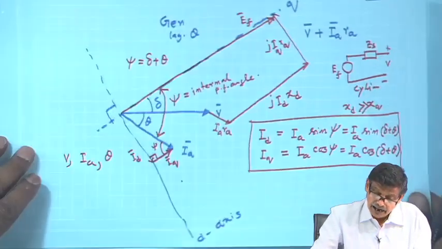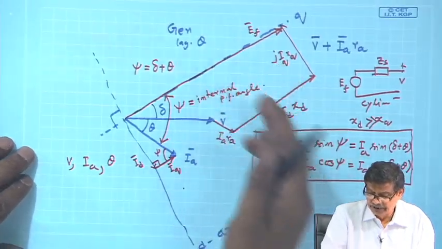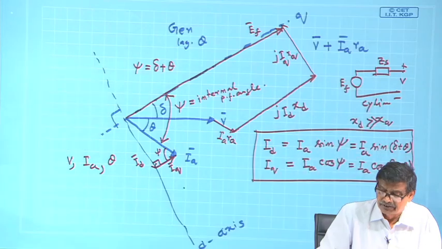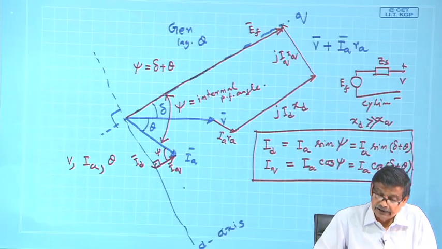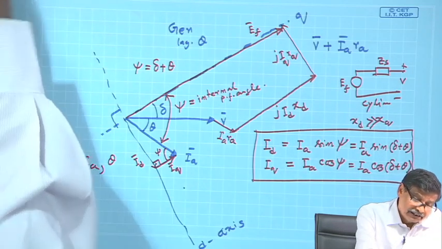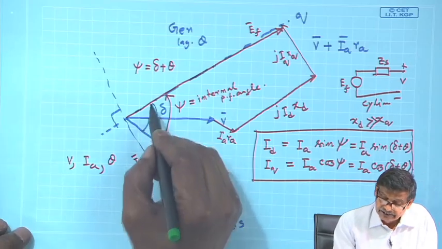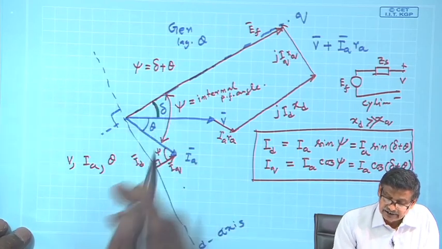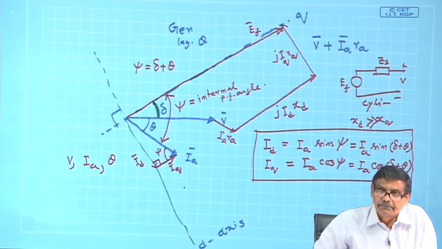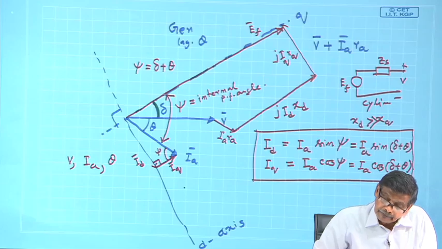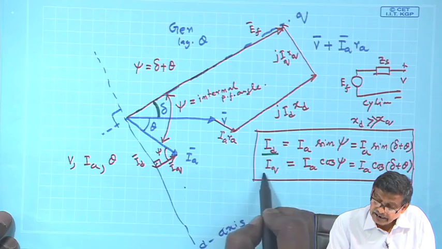Listen carefully. I will not redraw, because it is already drawn correctly. It is like this. Now, you see, I have to calculate this delta. What is this delta in terms of those quantities and machine parameters? So, that is what we will do, and we have got I D and I Q.